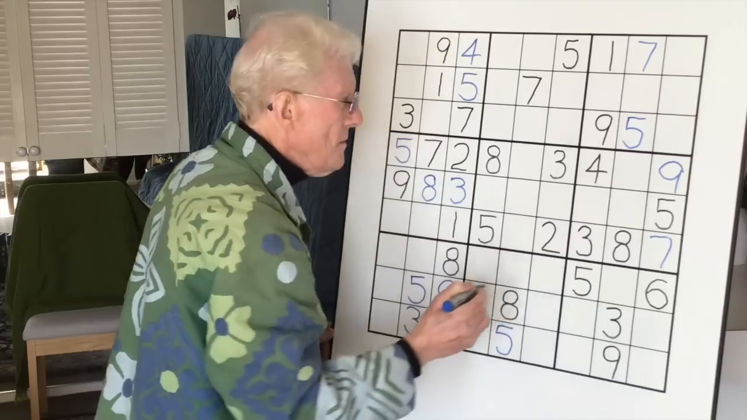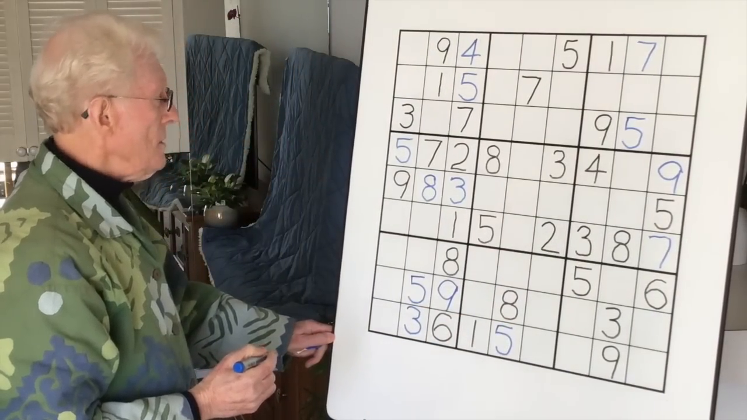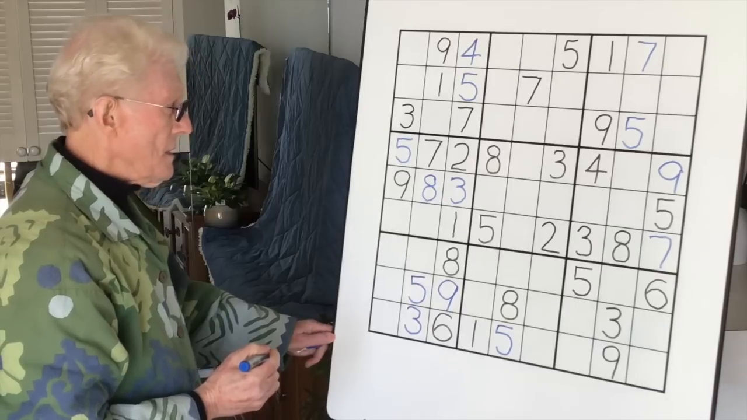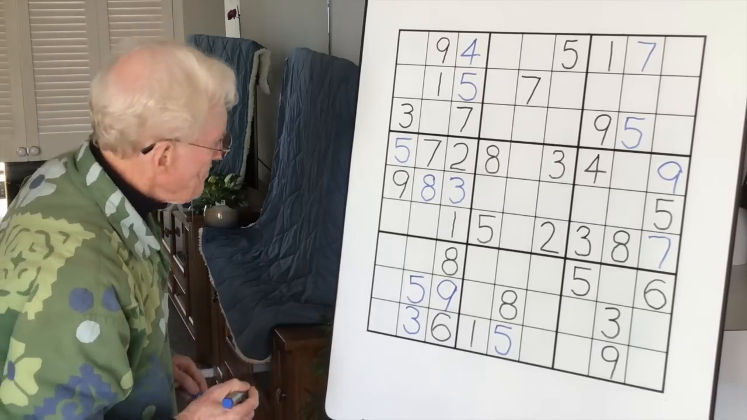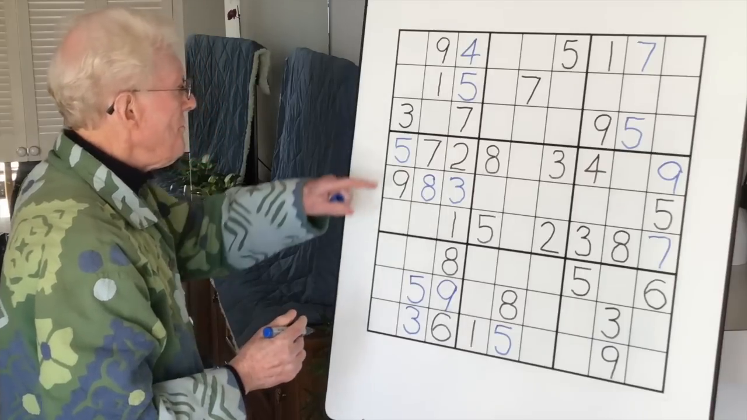Oh boy, I think we've got all the 5s. 1, 2, 3, 4, 5, 6, 7, 8. Yeah, pretty good. Now, where was he up to? We were doing 5s, 6s.